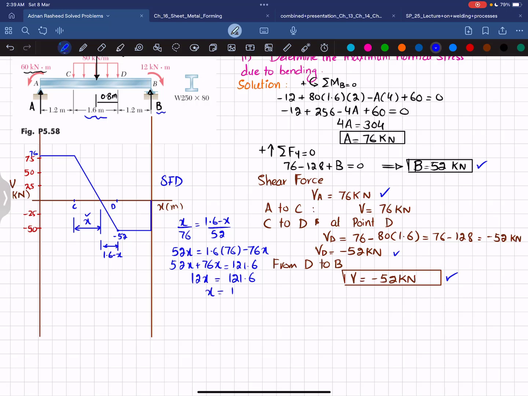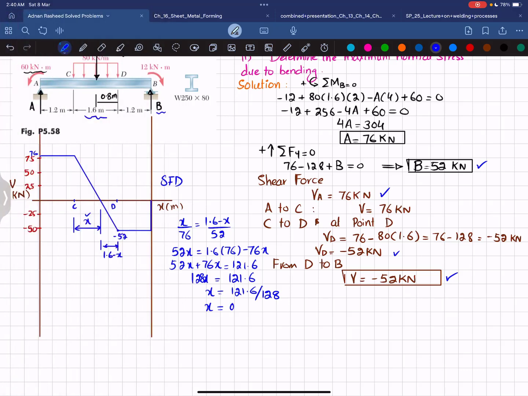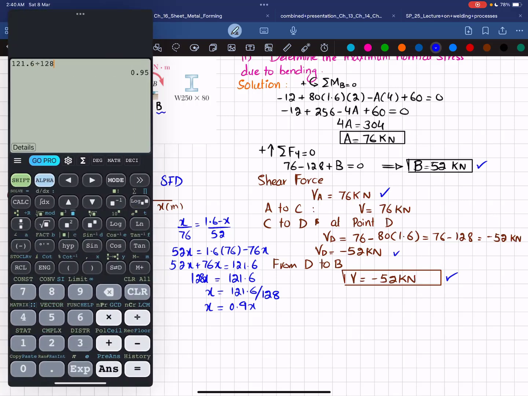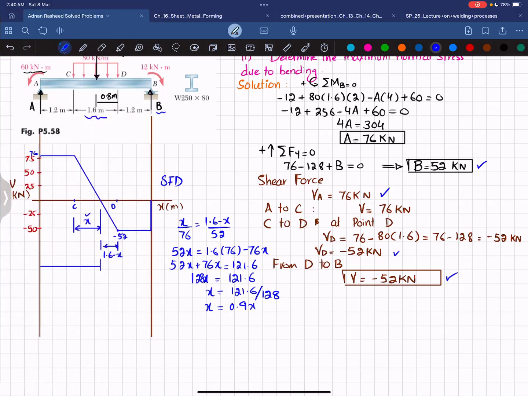So x will be equal to 121.6 divided by 128. So it will be 0.95. So x is 0.95, and that will be from this till this. So 1.2 plus 0.95 will give you about 2.1. So at a distance of 2.1 from point A, the shear force will be 0 at that point. This is 0.95 meter.